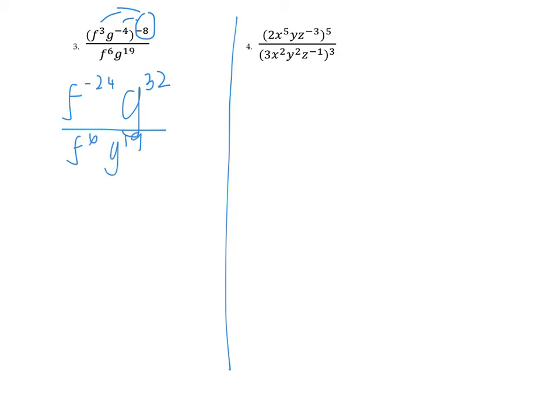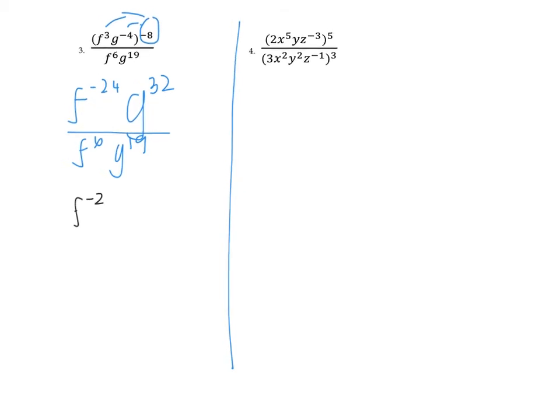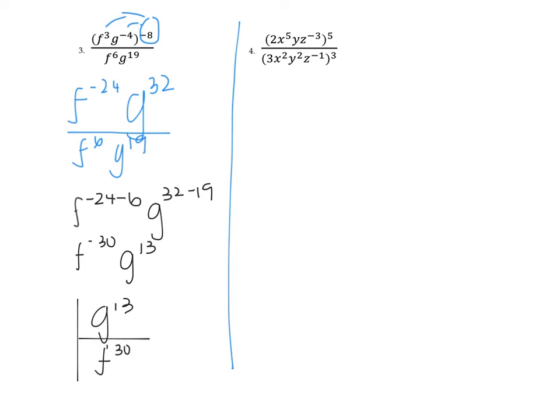Okay, so now we're going to make sure we're following that same rule. We've got f to the negative 24 minus 6, g to the 32 minus 19. F to the negative 24 minus 6 is going to be f to the negative 30. And then 32 minus 19 is g to the positive 13th power. Notice our f is the only part that's negative, so that's the only one we're going to need to move. So it'll be g to the 13th on top, f to a positive 30 now in our denominator. And that's our final answer for that problem.